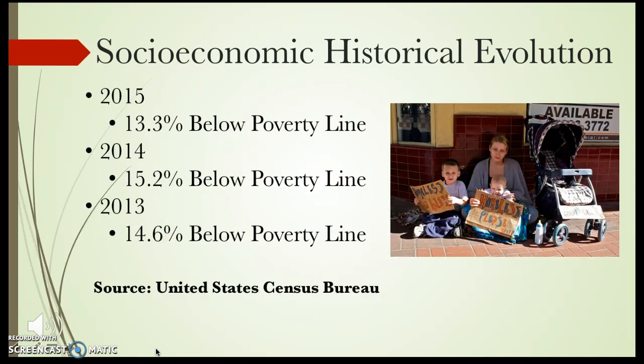Socioeconomic historical evolution. In 2015, 13.3% were below the poverty line, and in 2014, 15.2% were below the poverty line, as well as in 2013, 14.6% were below the poverty line. From 2000 to 2015, poverty rates have ranged from 11.6% to 15.8%.